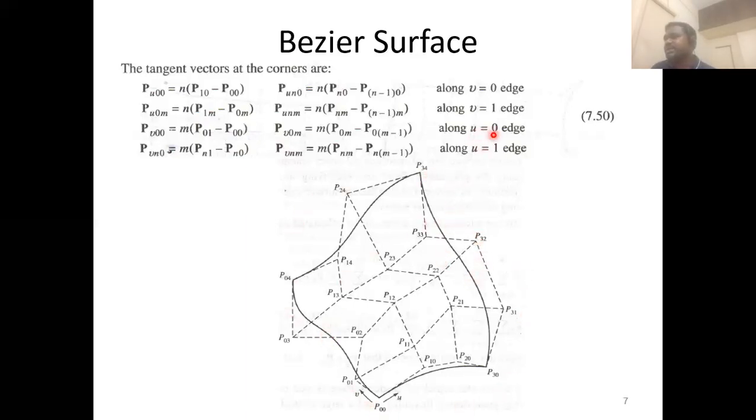So u is equal to 0, what happens along this? Looking at end point minus initial point, P01 minus P00. Along this V, m is the varying one, up to m, therefore I am putting m over here. If I am generalizing this, P0m, here I am substituting m and here m minus 1. It is a generalized expression.